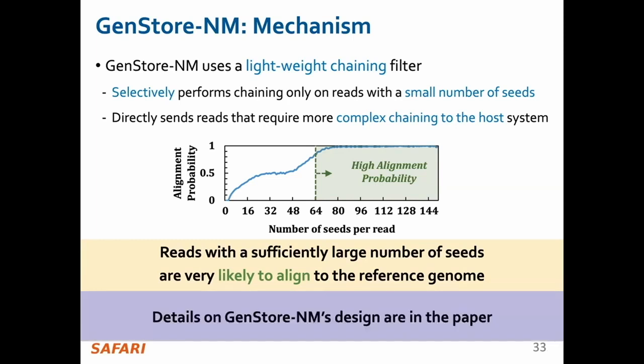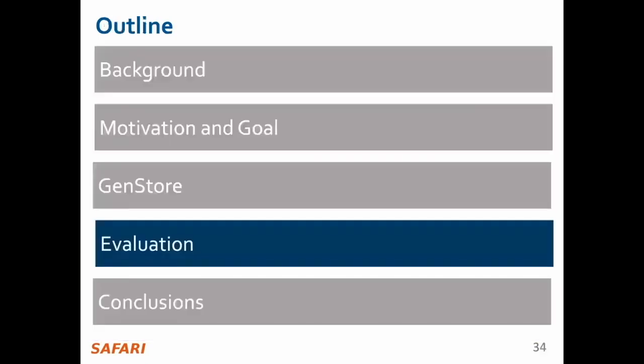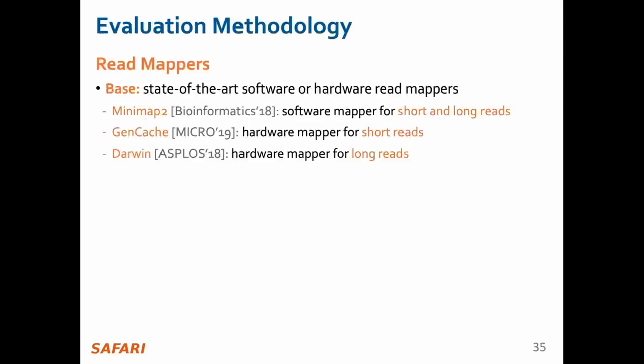For more details on the GenStore-NM design, please refer to our paper. Okay, so now I will go into our results. We evaluate the following systems. For the base, we use the state-of-the-art software and hardware read mappers for short and long reads. For software, we use Minimap2, and for hardware, we use GenCache and Darwin.